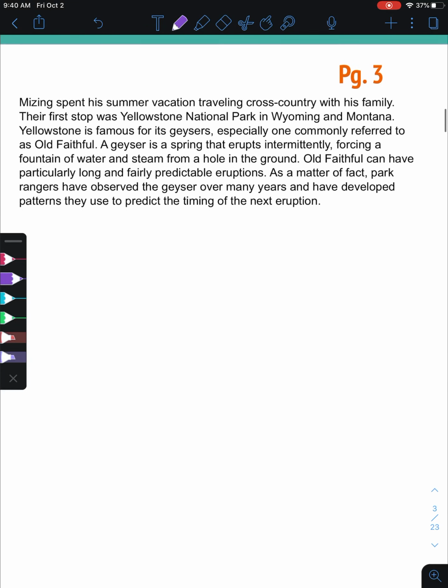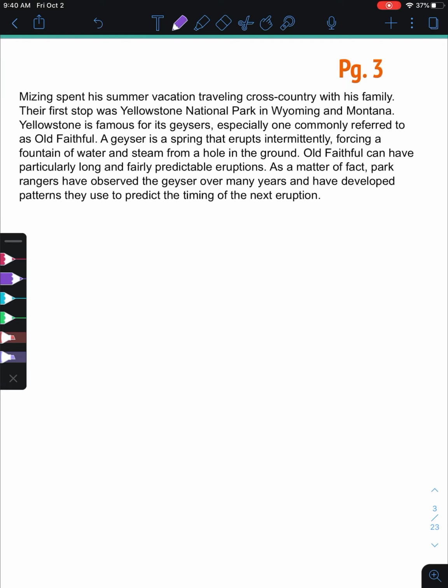So first we're going to look at Mizing. Mizing spent his summer vacation traveling cross-country with his family. Their first stop was Yellowstone National Park in Wyoming and Montana. Yellowstone is famous for its geysers, especially one commonly referred to as Old Faithful. A geyser is a spring that erupts intermittently, forcing a fountain of water and steam from a hole in the ground. Old Faithful can have particularly long and fairly predictable eruptions. As a matter of fact, park rangers have observed the geyser over many years and have developed patterns they use to predict the timing of the next eruption.